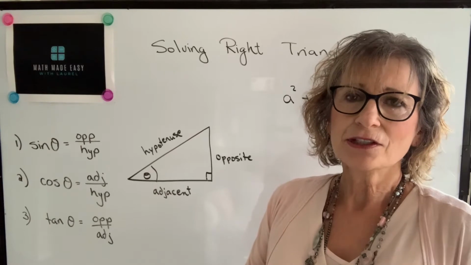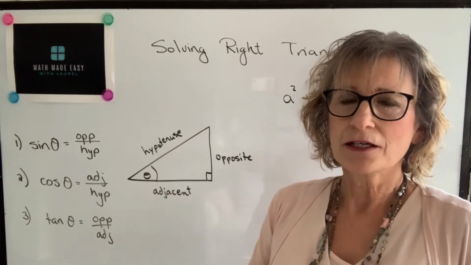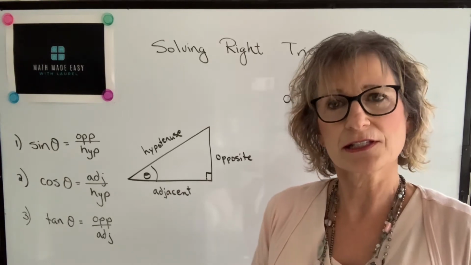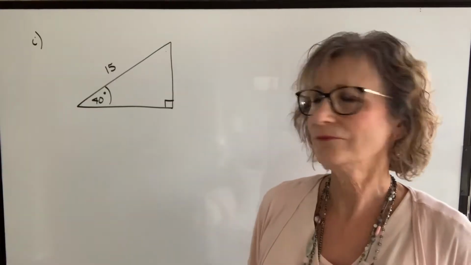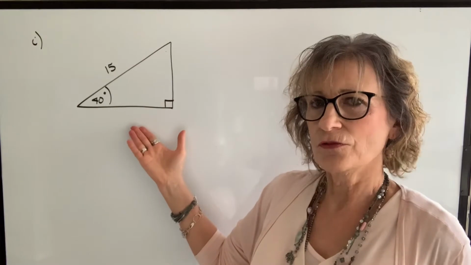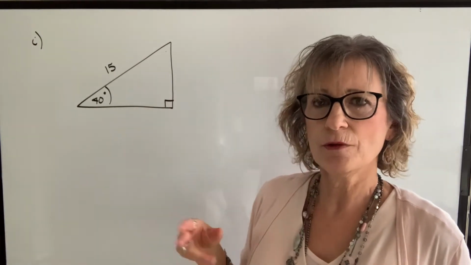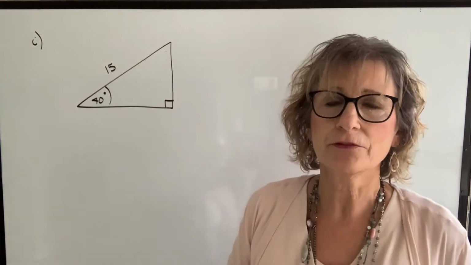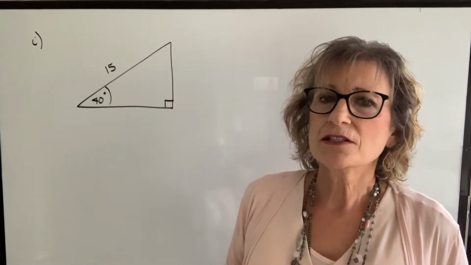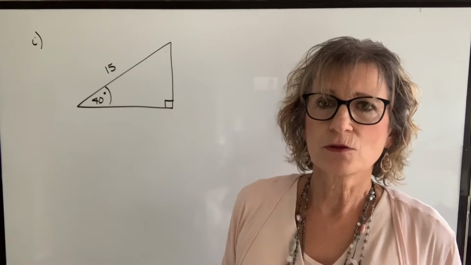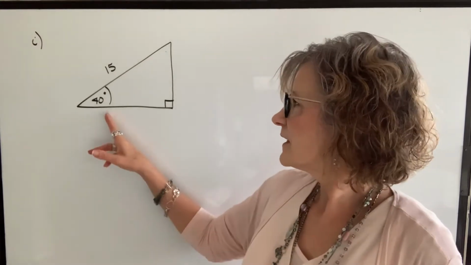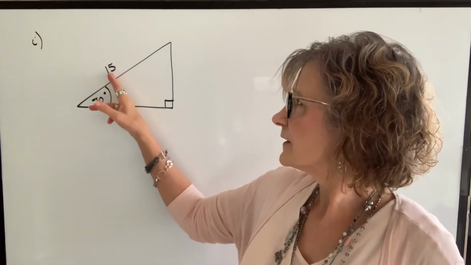So let's take a look at how we find missing values for sides and angles when we are given some values. All right, when you're asked to solve a right triangle, you typically have two pieces of information given to you other than the fact that you have a right angle there. One of those pieces of information has to be a side. So at least one side and either another side or an angle. So in this case, we're given this angle and this side.